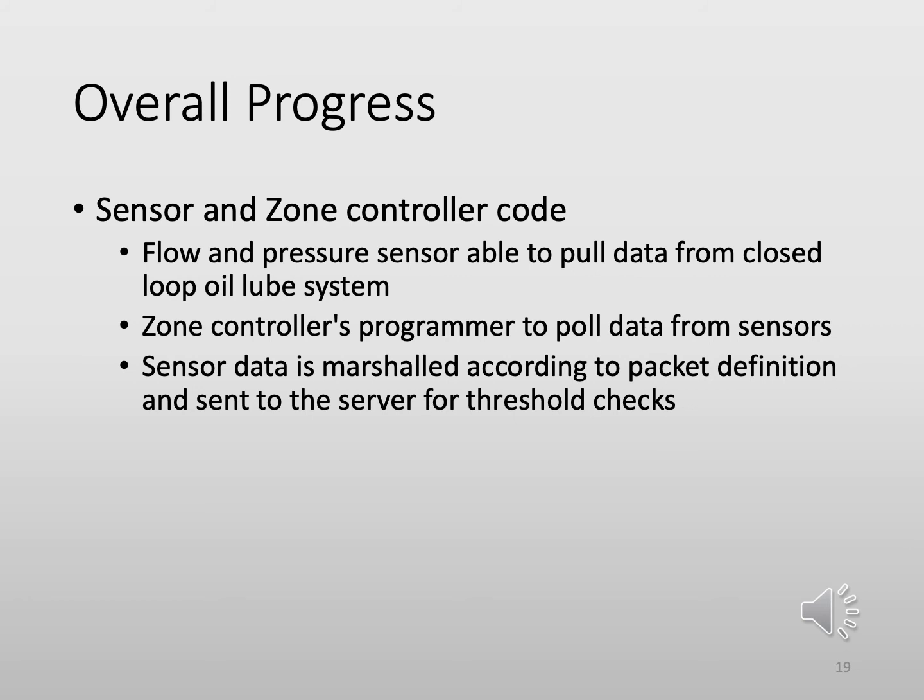The flow sensor was simple enough. It is just using a simple analog read to grab the flow data in liters from the physical sensor system. The pressure sensor originally gave its data in units of pascals, so a little code was added to convert the units to psi. The zone controller was then programmed to pull data from the sensors and marshal the data into a packet architecture that the team created.